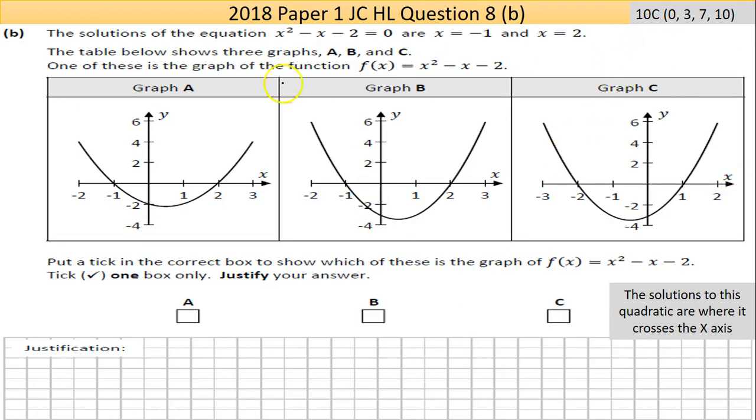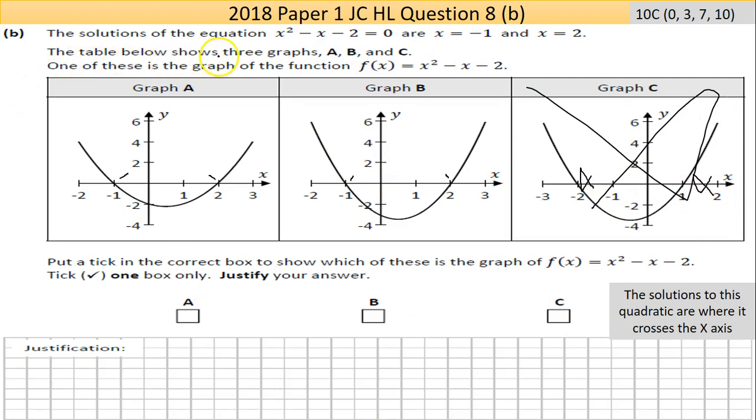Now part B is worth 10 marks here, and you've been given 3 graphs. It's careful to point out here that this is a different quadratic. It says the solutions of the equation x squared minus x minus 2 equals 0 are x equals minus 1 and x equals 2. What the solutions to a quadratic mean is where that graph crosses the x-axis. So it crosses at minus 1 and crosses at plus 2. So it could be that one, could be that one. Can't be this one, so C is excluded. I'll cross you out.